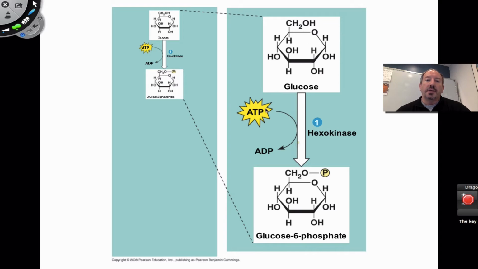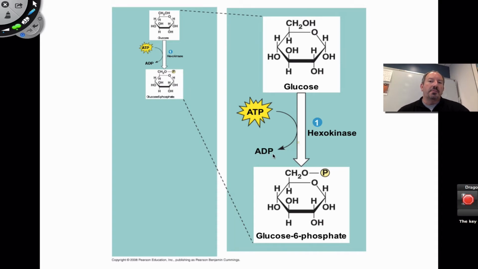In so doing, when it sticks the phosphate on there, it becomes glucose 6-phosphate. That's in reference to the location where the phosphate functional group is attached: 1, 2, 3, 4, 5, and then 6. So that's the product of the first step of glycolysis, glucose 6-phosphate. And of course, if ATP gives up a phosphate, it falls down to adenosine diphosphate.